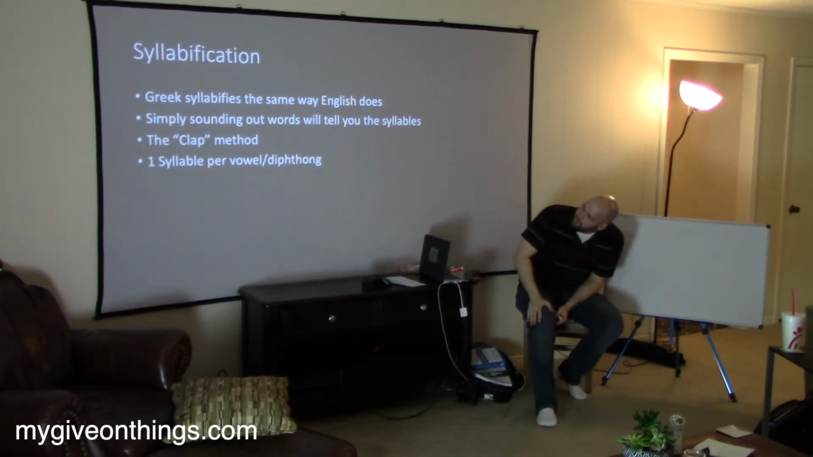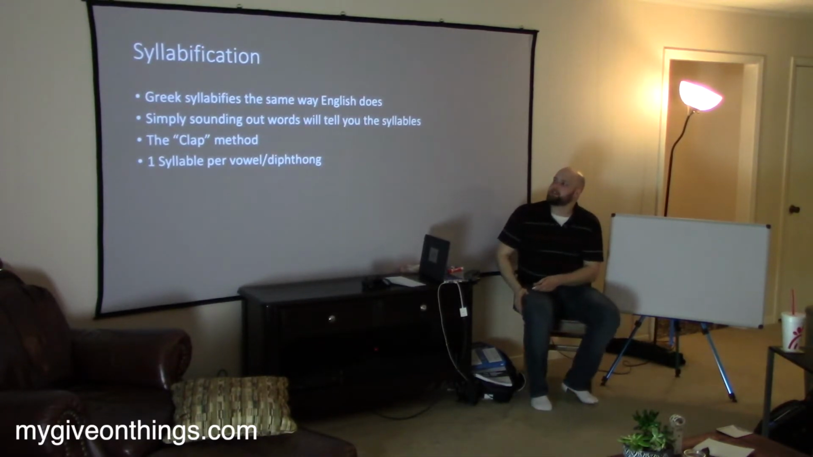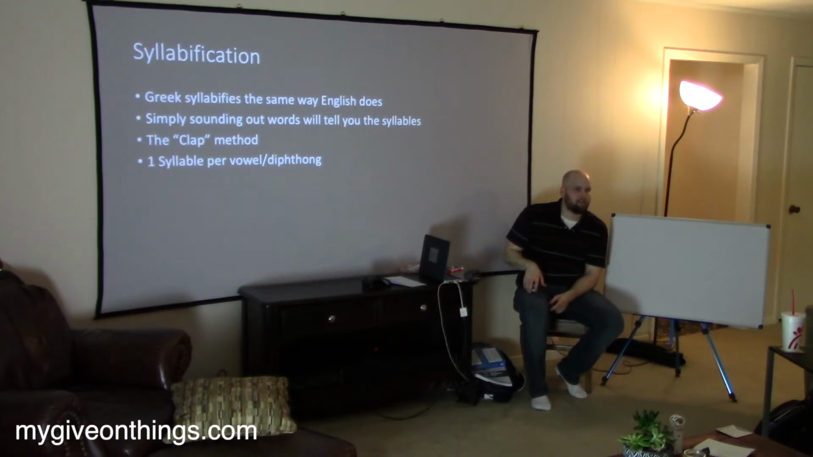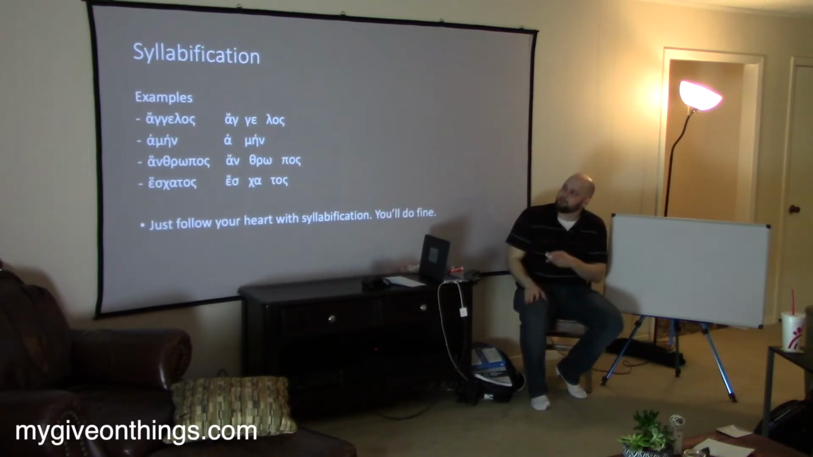Okay. Greek syllabifies the same way English does. You simply sound out the words and it will tell you what the syllables are. The clap method that you learned in third grade. You clap every time you make a new sound in a word. So let's just pick a word like table. How many syllables are there? You go two. Table, right? Same thing. One syllable per vowel or diphthong is the technical way you can tell. But I like the clap method. It works.